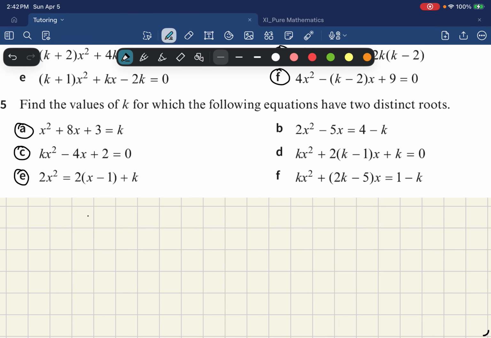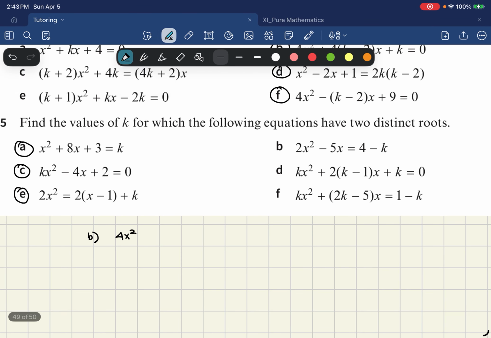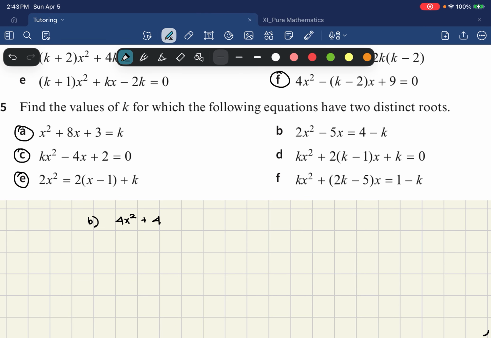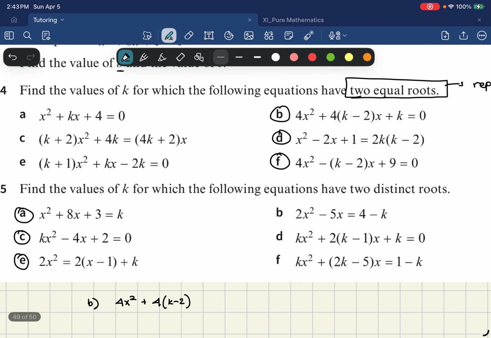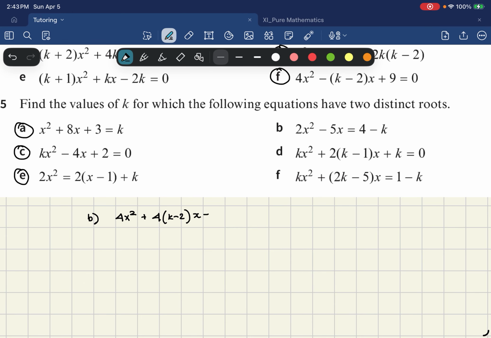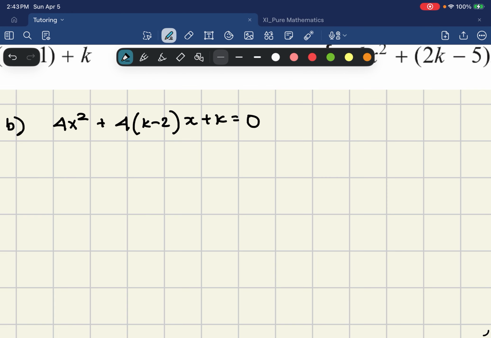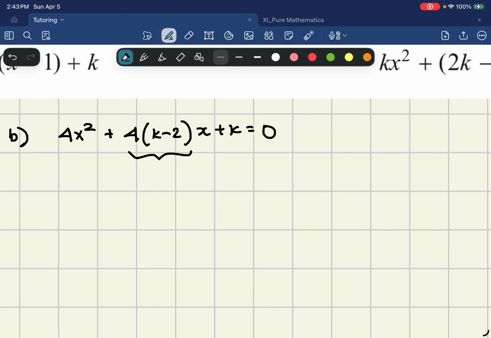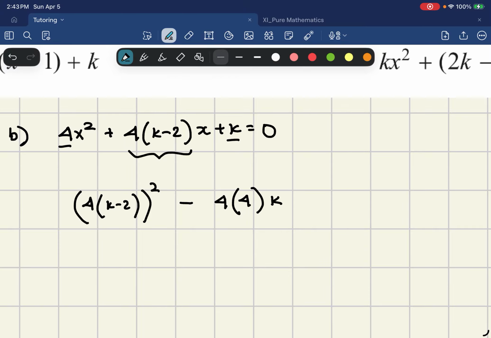All right. So for B, we have 4x squared plus 4 times k minus 2, times x, plus k is equal to 0. All right. So this is b squared, right? What is b? B is the coefficient of your x term. So b is 4 times k minus 2, b whole squared, minus 4 times a, which is 4, times c, which is k. So you want to identify a, b, and c. First of all, a is 4, b is 4 times k minus 2, and c is k.